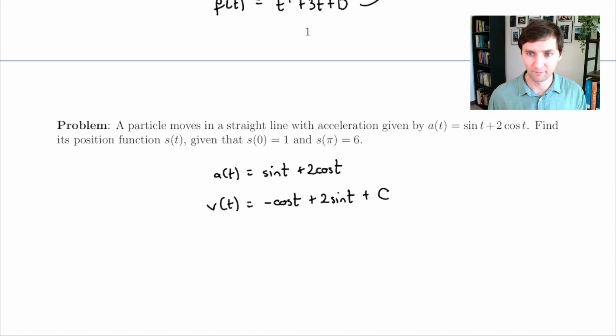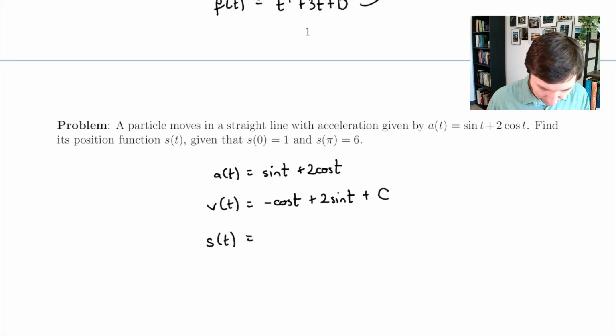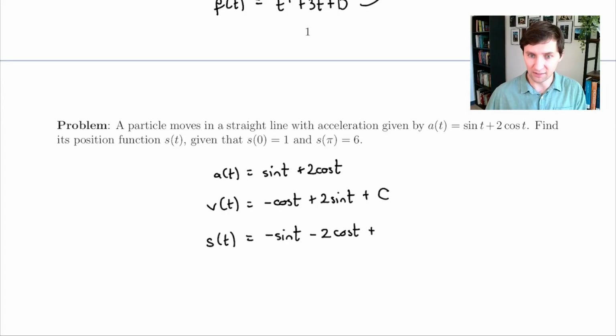Can I solve for c? Unfortunately, I was given no information about velocity. This does not stop me. I continue taking antiderivatives because I know that the antiderivative of velocity is the position function. If I take the antiderivative one more time, the antiderivative of cosine is sine, so this will be negative sine of t. The antiderivative of sine is negative cosine, so I will get negative 2 cosine of t. The antiderivative of c, that's a constant, is c times t. Finally, I add a constant at the end. I will denote it by the letter d.